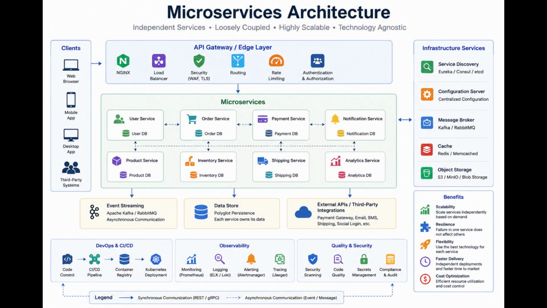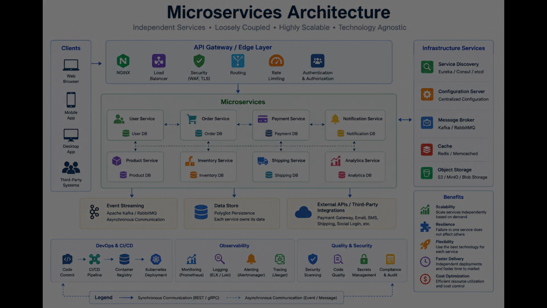Microservices architecture breaks an application into smaller, independently deployable services. Each service focuses on a specific business capability. Benefits. Independent deployment, team autonomy, individual service scaling. Great for large platforms, multiple development teams, systems with different scaling requirements. Trade-off. Microservices also introduce distributed system challenges. Service communication, monitoring, distributed transactions, infrastructure management.